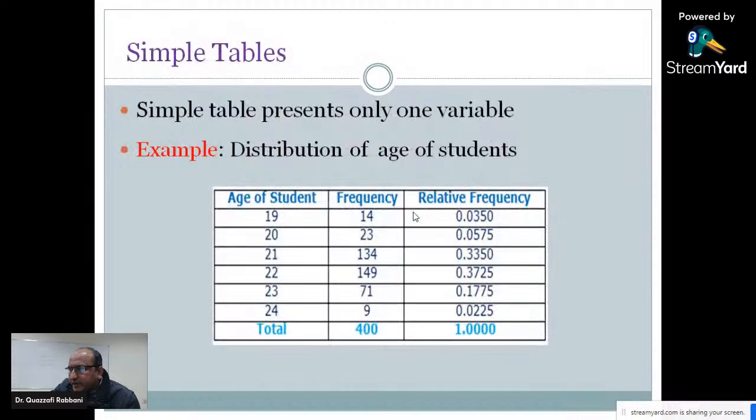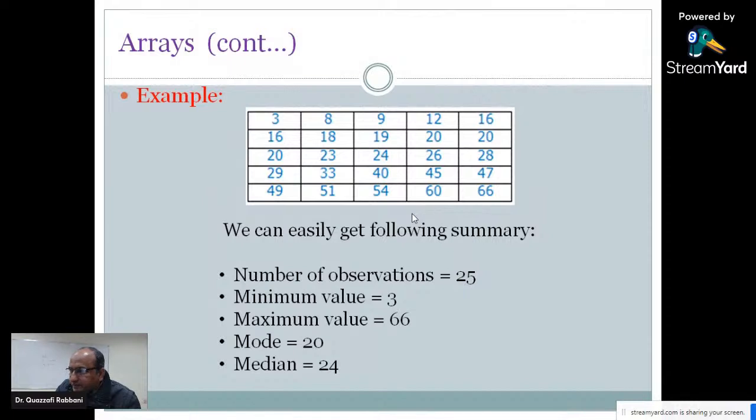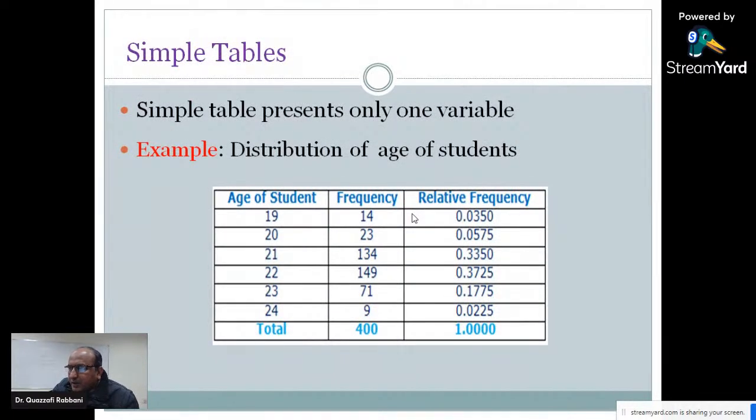Now the next is the simple table, tabular form. A simple table presents only one variable, for example the distribution of the age of the students like this. This is the age with their frequency, age of the students. So here we organized the data in frequency form.